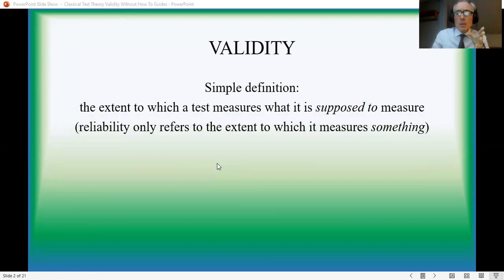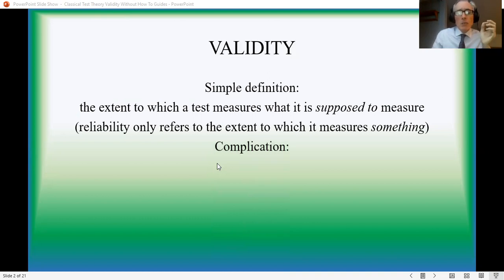And this is very different, though easily confused, with test reliability, the subject on which we've spent a number of sessions together. Reliability only refers to the extent to which the test measures something or other. When we know how reliable a test is, we know how well it measures whatever the heck it is that it actually measures, but we don't know what that is. And you can't just trust the name on the box. So validity is taking the big step forward of addressing that really all-important question.